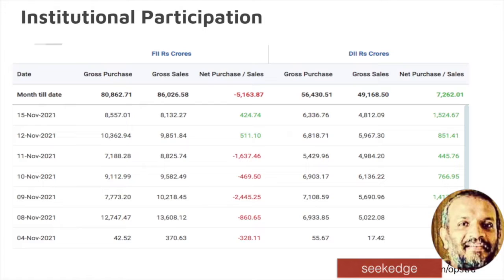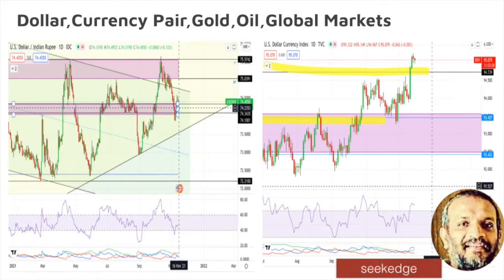Institutional participation today is giving some hope. There's a small buying of 400 crores from FIIs, but domestic institutions have bought big, above 1,500 crores. So overall, domestic institutions have been big buyers in the month of November. FIIs have bought about 7,250 crores, while 5,100 plus crores of selling has happened from the domestic institutions. So there is some kind of balancing between the DIIs and FIIs happening, but it is good that in the last 2 days FII participation has improved.